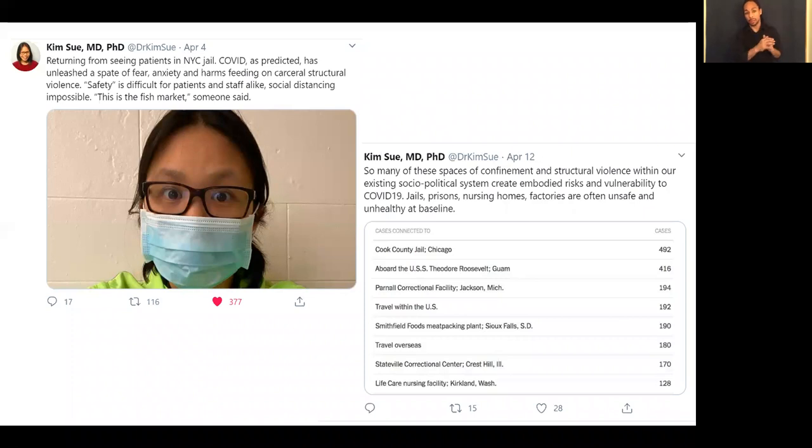And really, incarceration has been one of the worst things that could happen with COVID. Recently, we do know that in an Ohio prison, 73% of people incarcerated tested positive. Someone told me when I was at Rikers a couple weeks ago, this is the fish market. Basically, everyone is afraid. So that's staff, those are people who are incarcerated, and that's the officers.